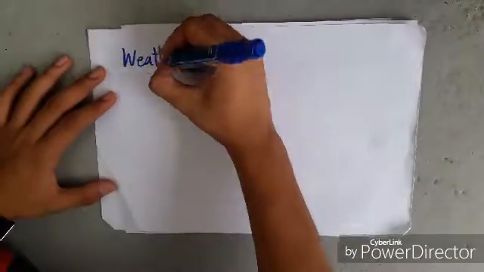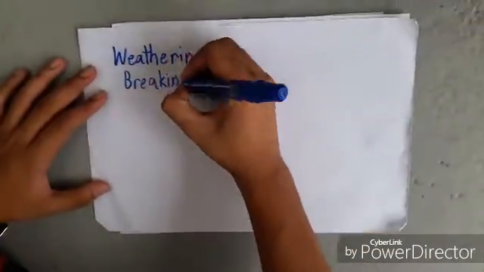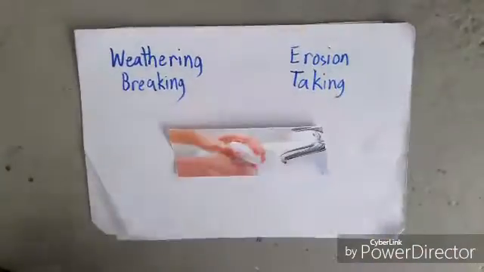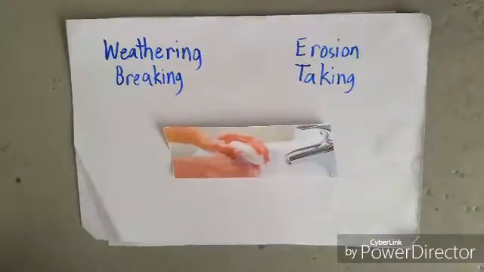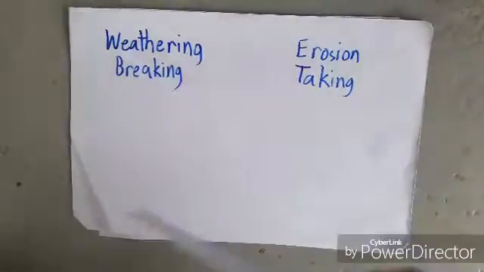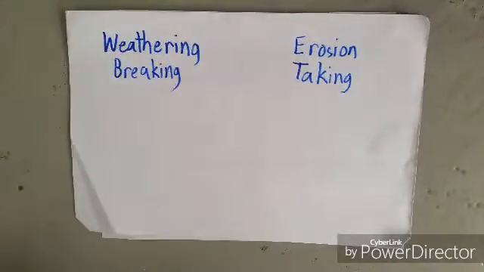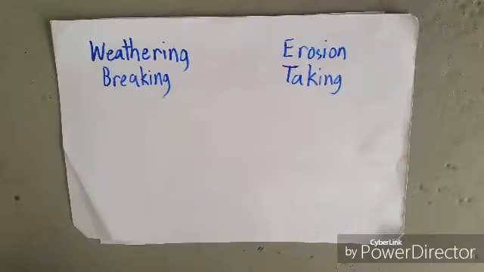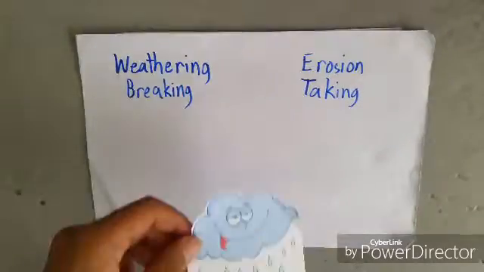Do not forget that weathering is breaking and erosion is taking. Water breaks the soap, and as it breaks it, it takes it away. As well as in rocks that are hammered, they split into pieces, then some small particles will be carried away by air. So, how can it happen in nature?